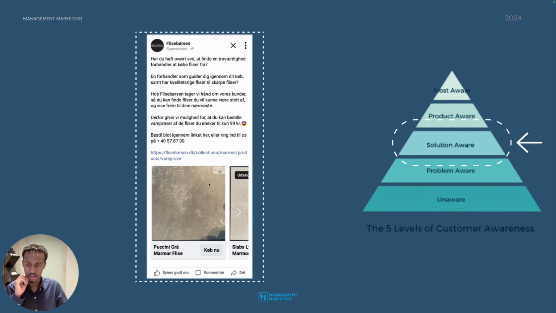Now, this catalog is actually our best-selling products or best-selling product collection, which is the marble tiles. So that's why we have them in this catalog here. But it works like a dream because the potential customer can swipe through the products and essentially in Facebook get an understanding of the products that we have, and get an understanding of the products that can help fulfill the problem that he or she has realized at this stage of the funnel.